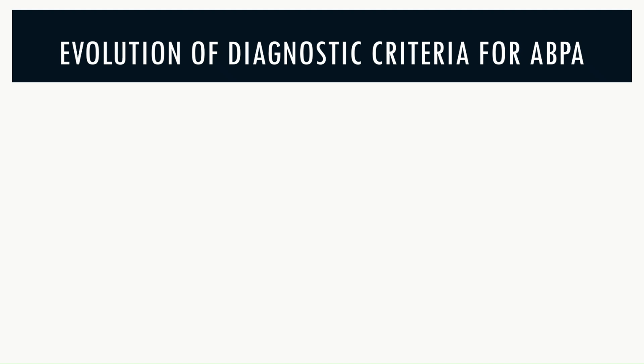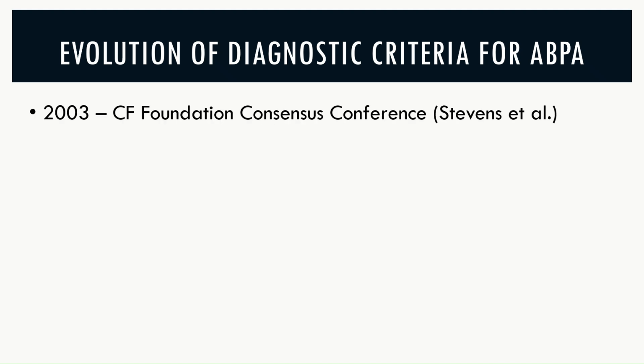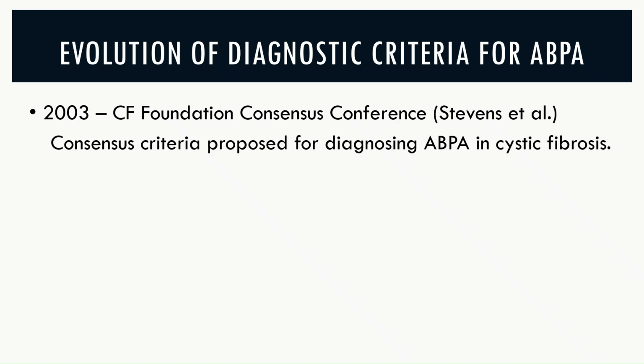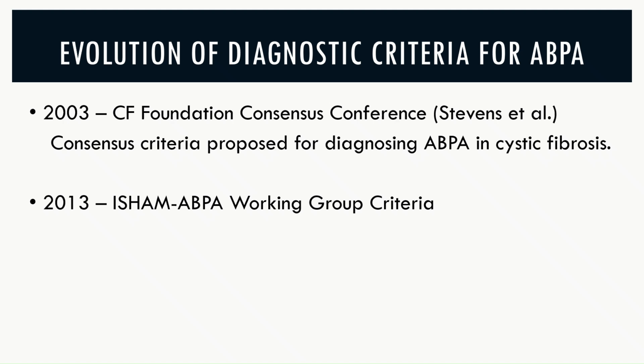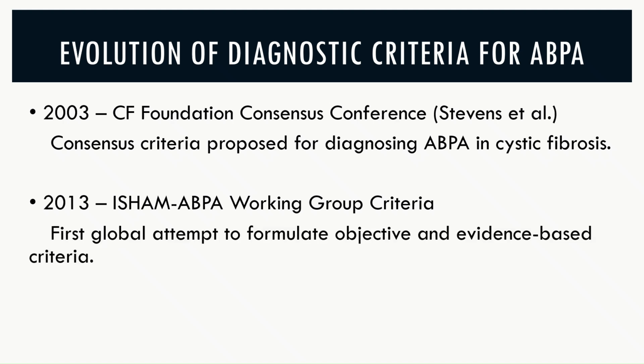In 2003, the Cystic Fibrosis Foundation Consensus Conference, led by Stephens and colleagues, proposed consensus criteria for diagnosing ABPA in cystic fibrosis. A major milestone occurred in 2013 when the ISHAM ABPA Working Group introduced the first global attempt to develop objective and evidence-based diagnostic criteria.